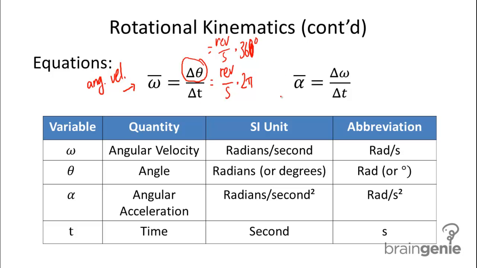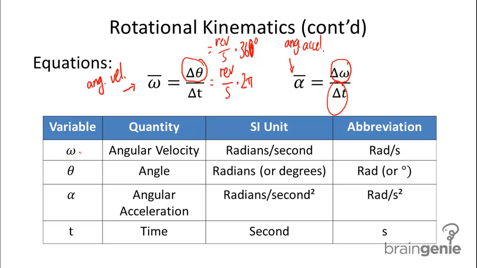The next equation we need to know is angular acceleration. Angular acceleration, quite simple. It's just the change in angular velocity divided by the change in time. So to solve for the angular acceleration, we need to use the angular velocity formula.